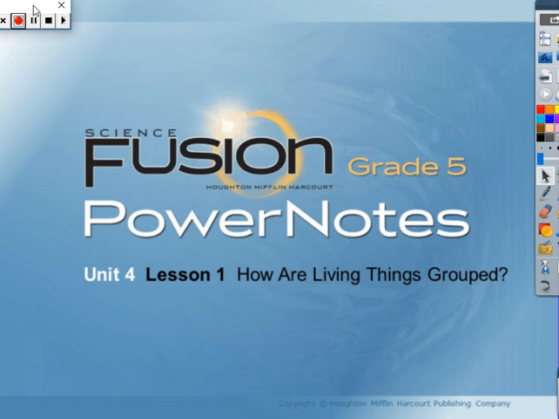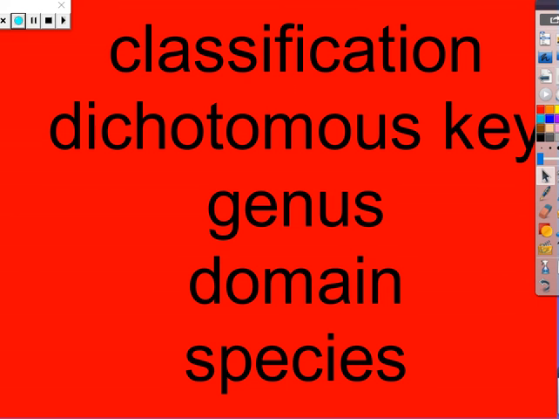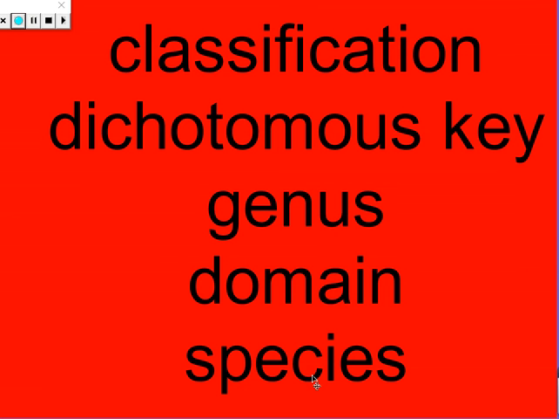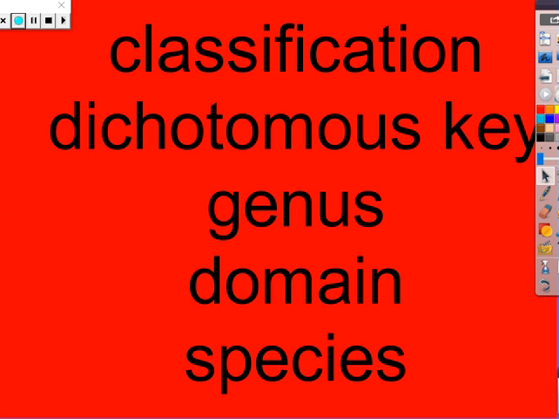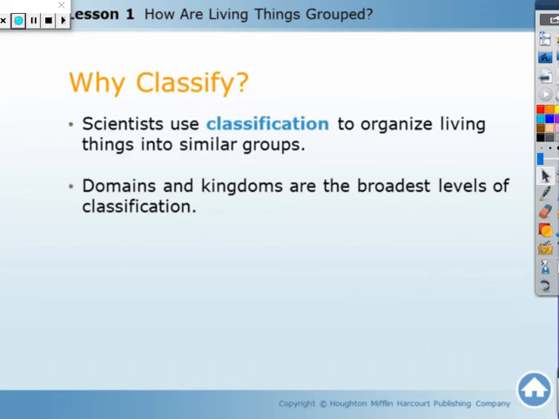Unit 4. How are living things grouped? Words to add: classification, dichotomous key, genus, domain, species. Keywords, make sure you have classification in your notes.